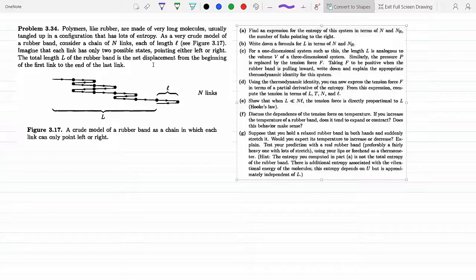And each link has two possible states. Each link can either point to the right or it can point to the left. And we are told that the total length of the rubber band is the net displacement from the beginning of the first link to the end of the last link.